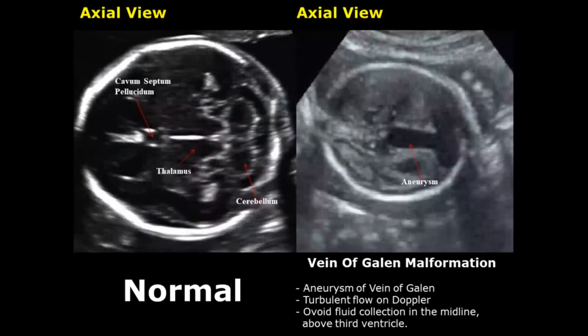Here is another image of vein of Galen malformation without Doppler. It has a larger diameter, but the best way to see it is on Doppler.